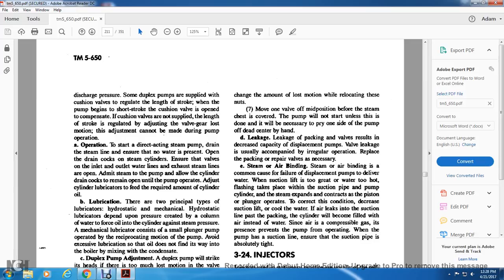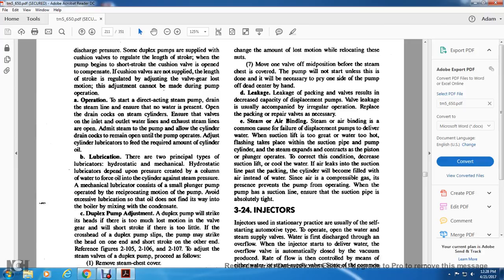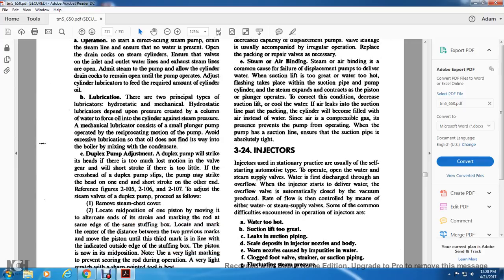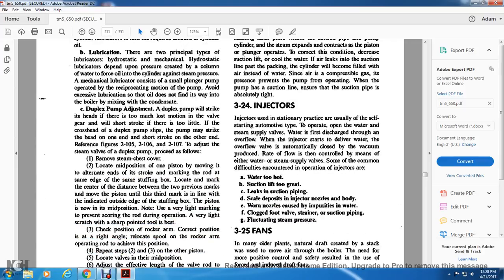Lubrication. There are principally two types of lubricators, hydrostatic and mechanical. The hydrostatic type depends upon the pressure created by the column of water to force the oil into the cylinder against the steam pressure. The mechanical lubricator consists of a small plunger pump operated by the reciprocating motion of the pump, avoiding excessive lubrication. The oil does not find its way into the boiler, mixing with condensation.